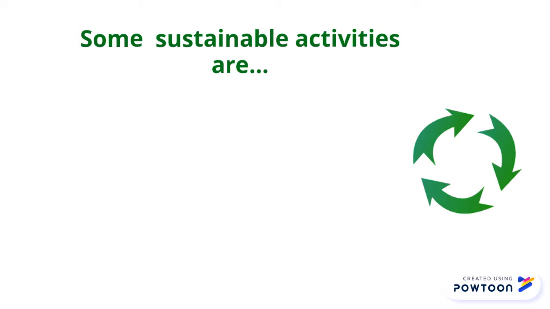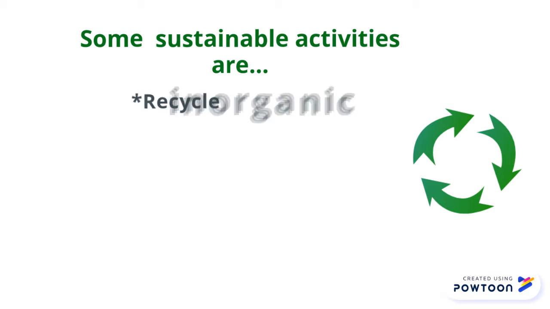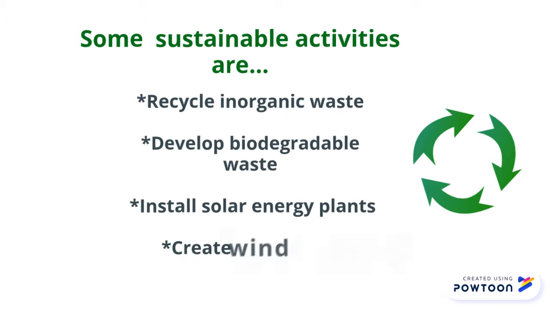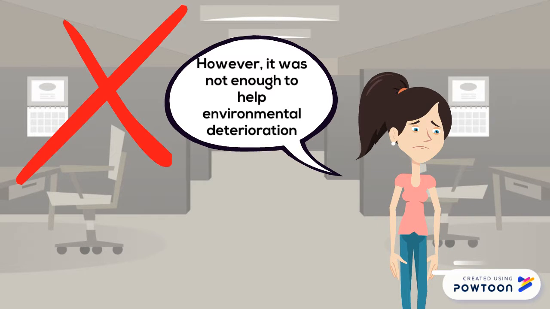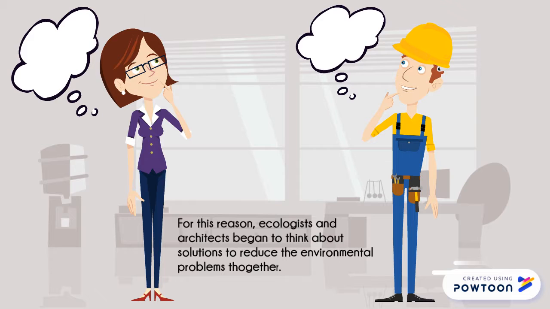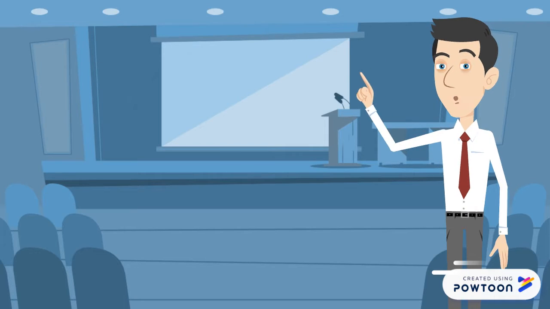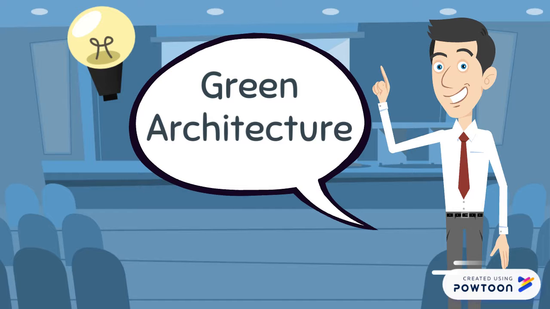Some sustainable activities are: recycling inorganic waste, developing biodegradable waste, installing solar energy plants, and creating wind farms. However, it was not enough to help environmental deterioration. For this reason, ecologists and architects began to think about solutions to reduce environmental problems together. And they created the term green architecture.